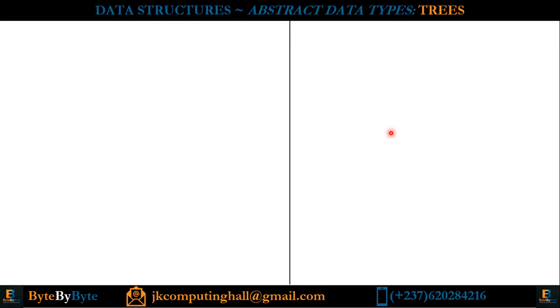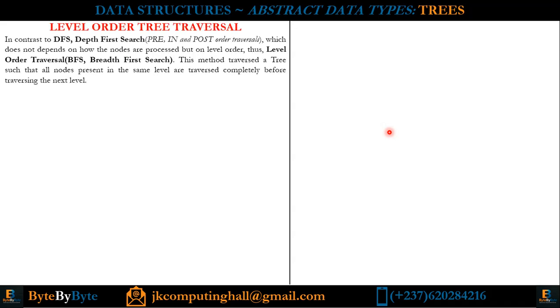Welcome back, dear students. We are still on the abstract data type trees, which is very broad. Today, we are looking at a different type of traversal, which is different from the way the nodes are visited in pre, in, and post order traversal. And we are equally going to see how to give the array representation of a binary tree. Now, that type of traversal is known as the level order tree traversal.